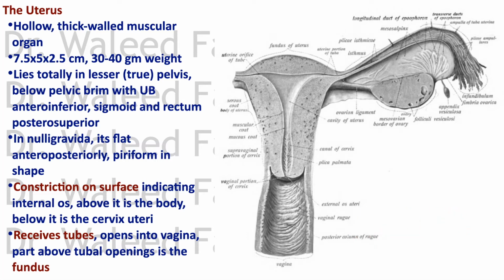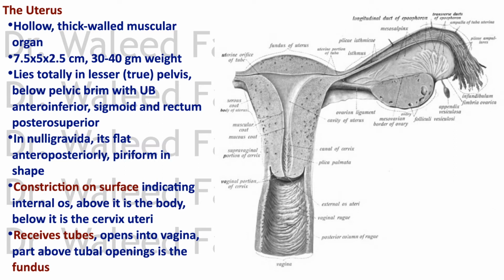It's a hollow, thick-walled muscular organ lying totally in the true pelvis, meaning below the pelvic brim. Of course, this is before any pregnancy occurs, because after delivery or after any pregnancy, the uterus changes its size and position. The urinary bladder is in front of it, and the sigmoid and rectum are posterior.